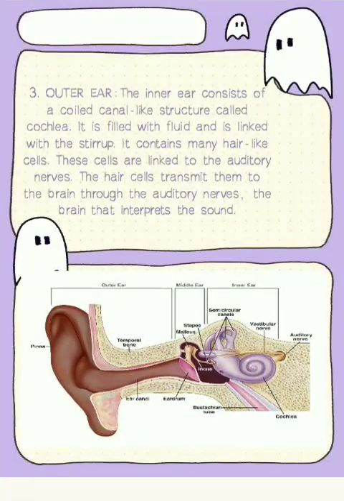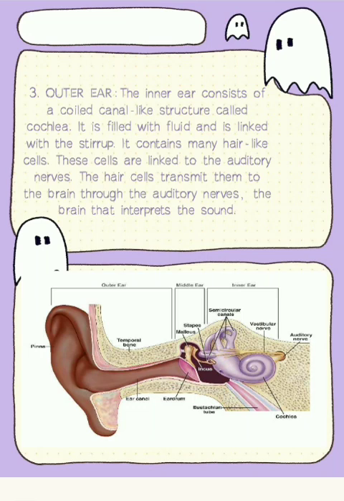Inner ear. The inner ear consists of a coiled canal-like structure called the cochlea. It is filled with fluid and is linked with the stirrup. It contains many hair-like cells. These cells are linked to the auditory nerves. The hair cells transmit the signals to the brain through the auditory nerves. The brain then interprets the sound.